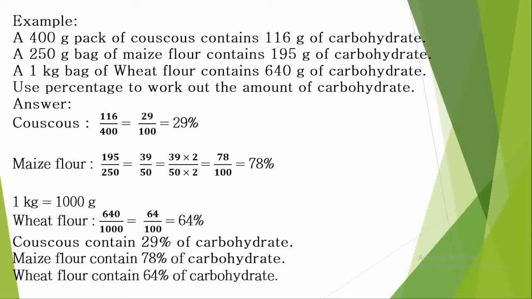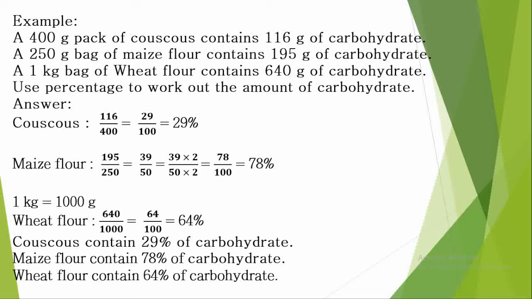So convert into simplest form. Both the numbers you have to divide by 5. So you will get the simplest form, which is 39 upon 50. So we want denominator 100. So multiply both the numbers by 2. So 39 multiplied by 2 upon 50 multiplied by 2 is equal to 78 upon 100, which means 78%.